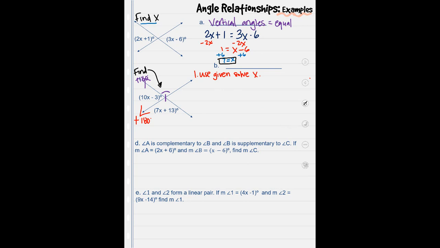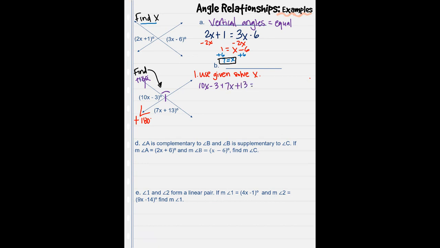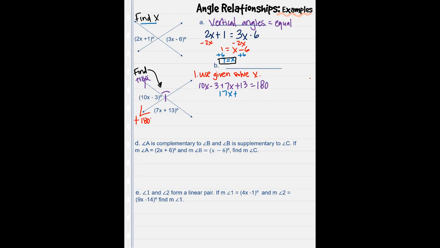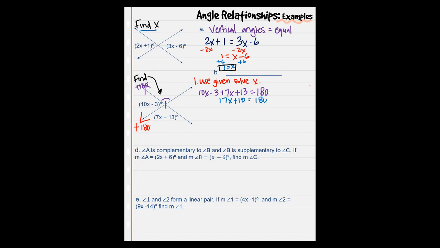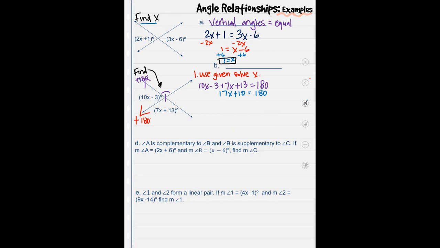Because we know that they add up to 180. So 10x minus 3 plus 7x plus 13 equals 180. So our first thing we want to do is combine like terms: 17x, negative 3 plus 13, that's plus 10, equals 180. Let's keep solving till we get x by itself.